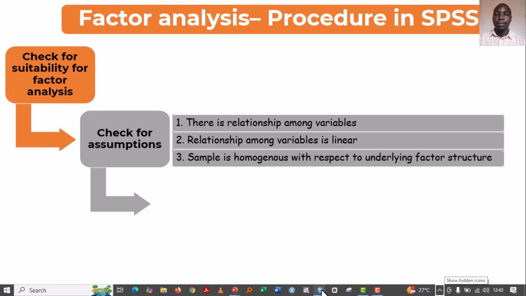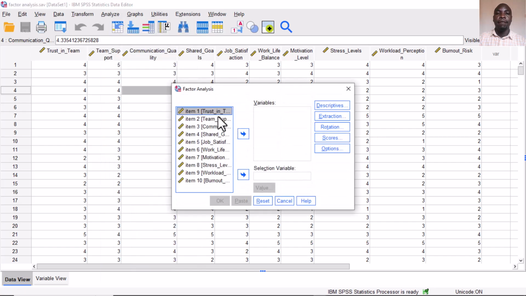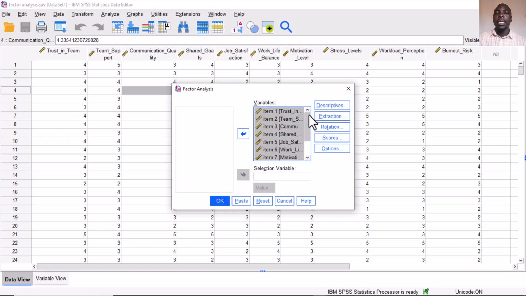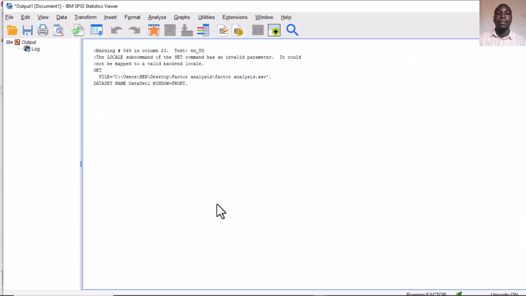To do that, simply go to Analyze, go to Dimension Reduction, and then click on Factor. In Factor, we are going to put in all the items that we want to analyze using factor analysis, and we put them in the variables box. Then under descriptives, we are going to check correlation coefficients, significance levels, determinant, and then KMO and Bartlett's test of Sphericity. Click continue and then OK.